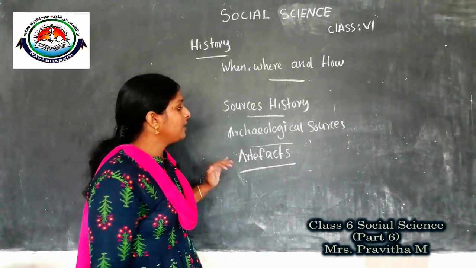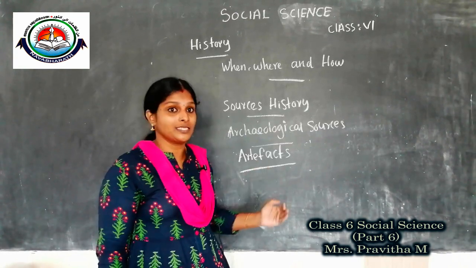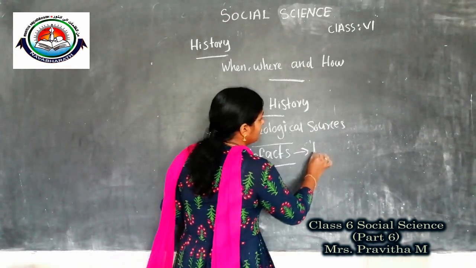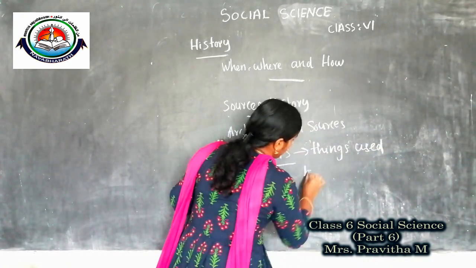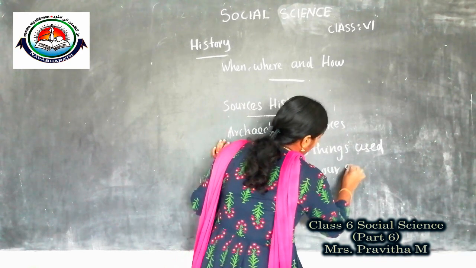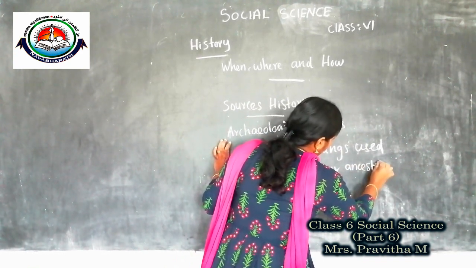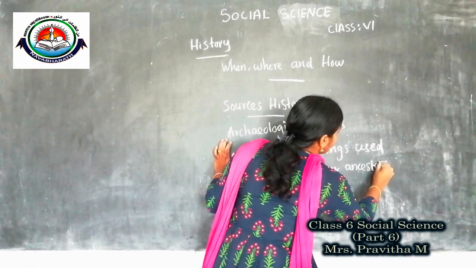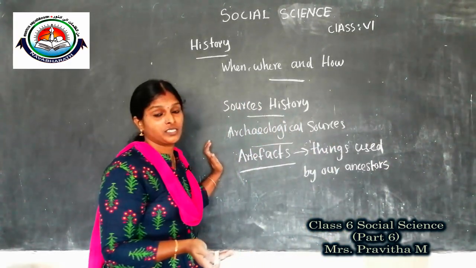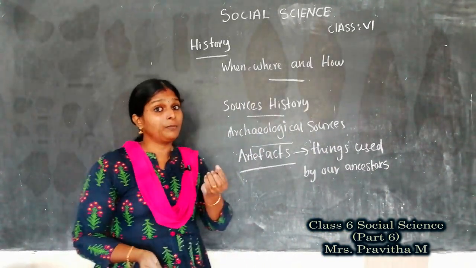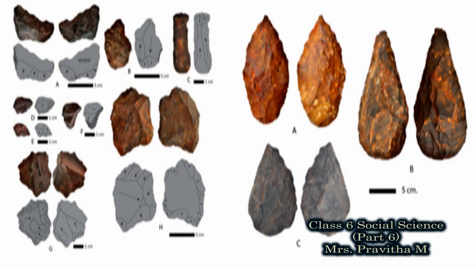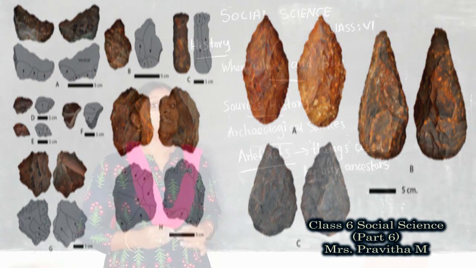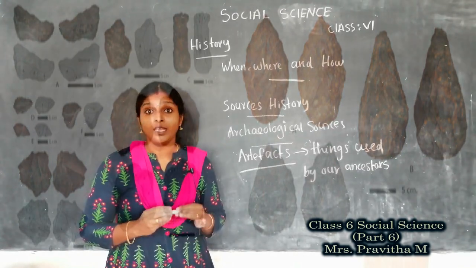Now we will discuss another important source, that is artifacts. It will include the things used by our ancestors, different things used by our ancestors. It may be some toys, some jewelry, sometimes a piece of cloth. Clear? That used by our ancestors is included in artifacts. So artifacts are also an important source for historians for writing history.